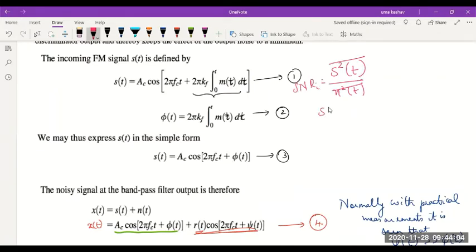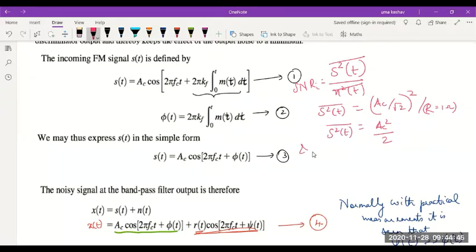So let's find S square T, the average power of the signal. See, this is your FM signal. Average power lies only in peak amplitude. Divide by root 2, you get RMS amplitude. RMS voltage square by R gives you the power. Since R is not given, if R is 1 ohm, we'll just consider this as AC square by 2. We know the FM signal power is defined as AC square by 2.